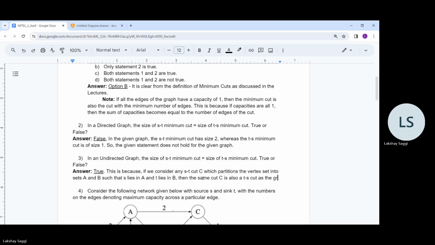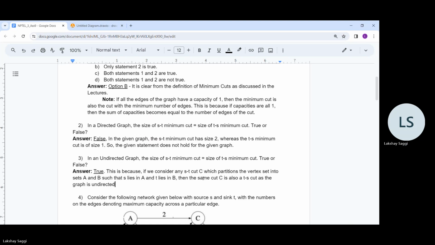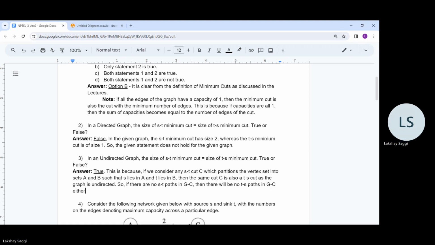as the graph is undirected. So if there are no ST paths in G minus C, then there will be no TS paths in G minus C either. And obviously vice versa. If there are no TS paths, then there will be no ST paths also. So any ST cut is also a TS cut in undirected graphs.